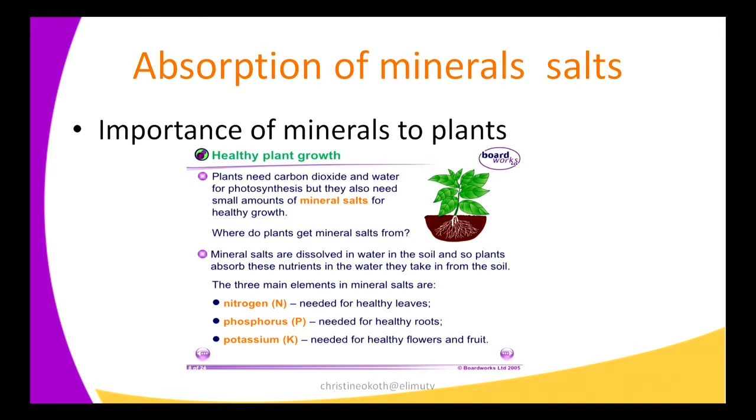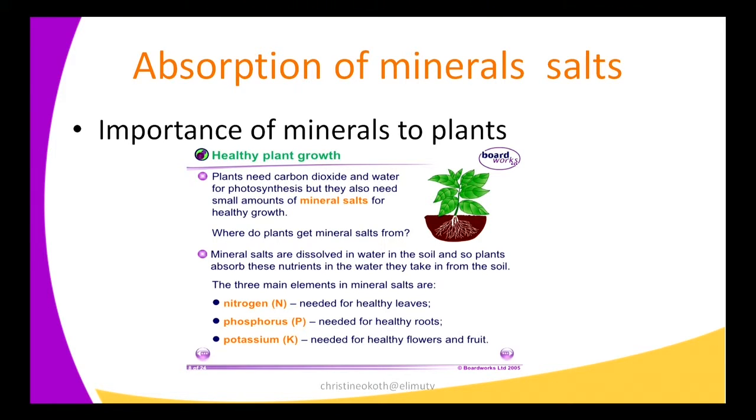We look at the importance of mineral salts. We have looked at the importance of water within the plant. Now we look at the importance of mineral salts because they are also part of the substances which are transported within the plant. Plants need carbon dioxide and water for the process of photosynthesis. As much as they need that, they also need mineral salts for healthy growth. So where do plants get the mineral salts from? They are dissolved in the soil water, and so the plants absorb these nutrients when they take in the water from the soil.